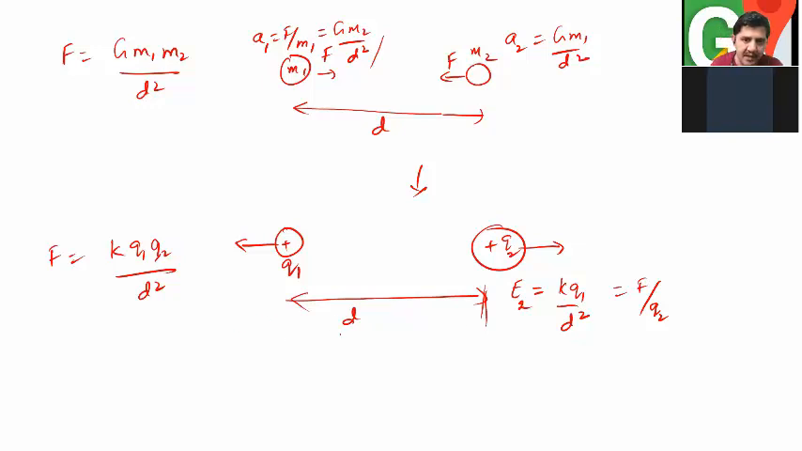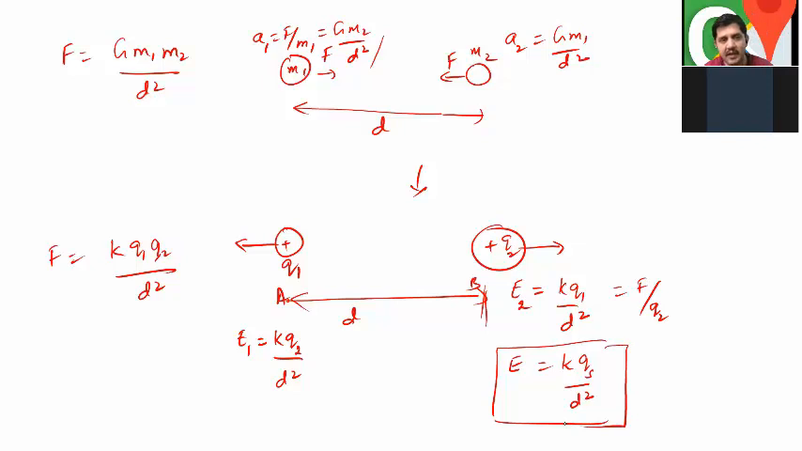Now here, in a similar way, can you tell me what is E1? E1 will be KQ2 by D square. Which means, for this point, let me call this point A and this is point B. For point A, Q2 is the source. For the point B, Q1 is the source, right? So instead of writing like this, you can just say the electric field at a point can be written as K times Q source divided by the distance between the point and the source. So E is equal to KQs by D square.